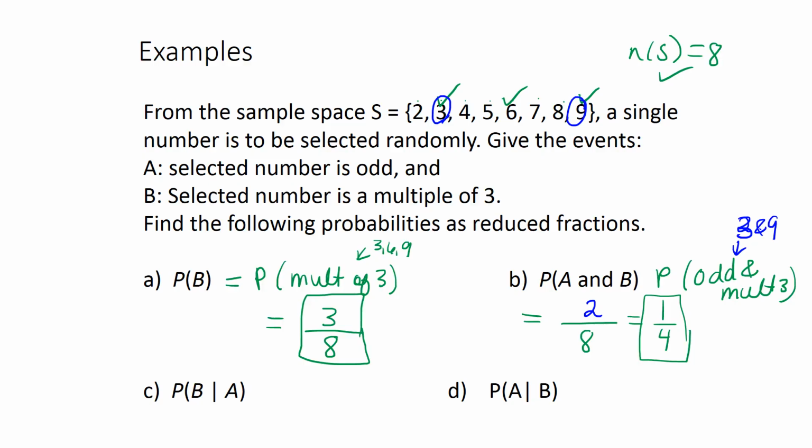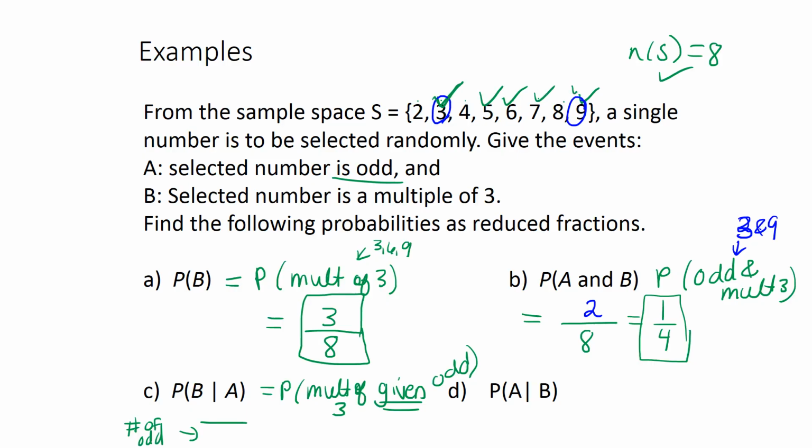Now the last two are conditional probabilities. This is read the probability of B given A. So this is the probability of a multiple of 3, given A, so given that it's odd. So we know that the given is our denominator. So the number of odd numbers is the denominator. We are given that it's odd, so we are only selecting out of the odd numbers. We're not going to use 8 as the bottom. There are 3, 5, 7, and 9. So there are 4 of the 8 which are odd.